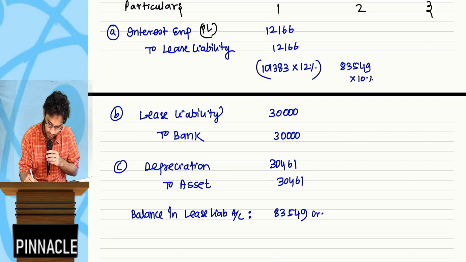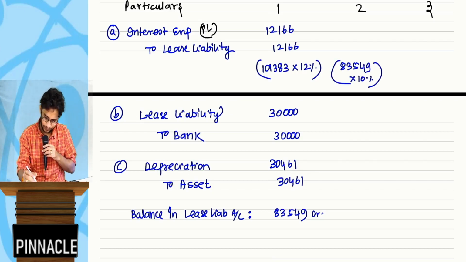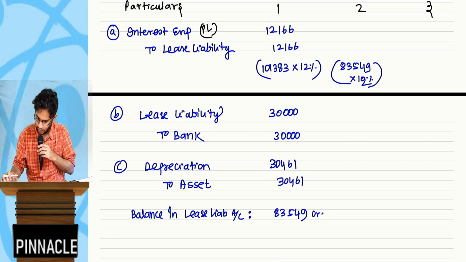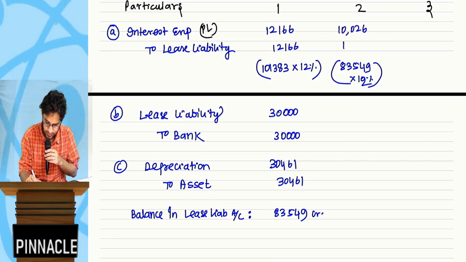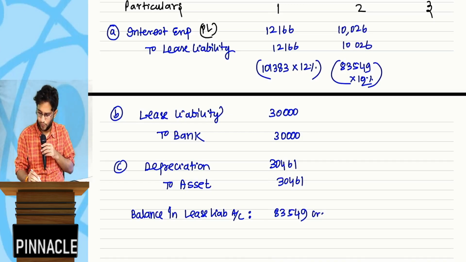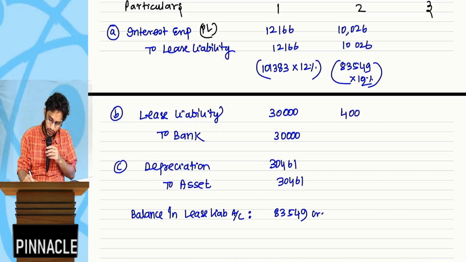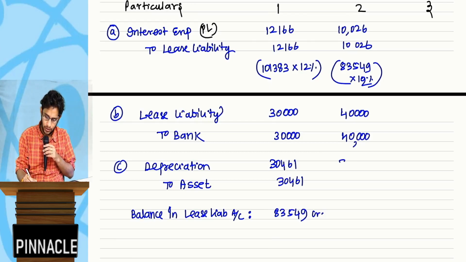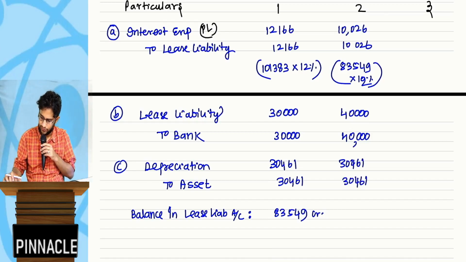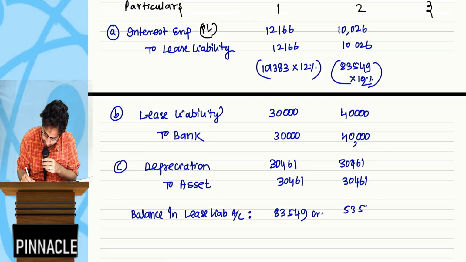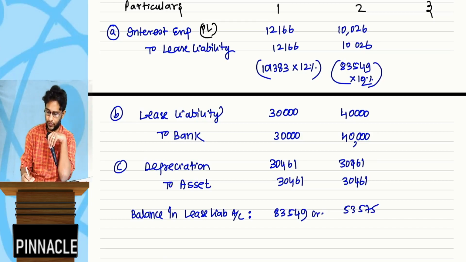83,549 into 12%. Correct. That's 10,026. Second year payment is 40,000. Depreciation will not change. 83,549 plus 10,026 minus 40,000. 53,575 credit I am having.